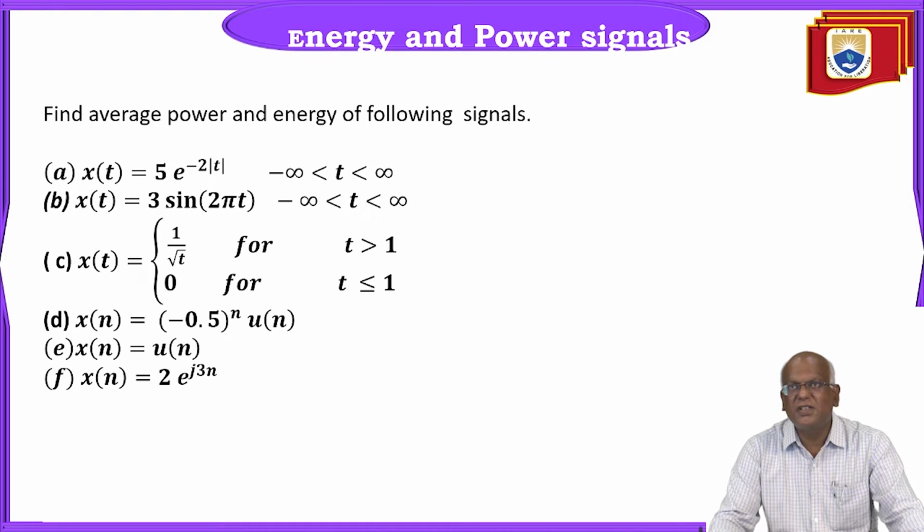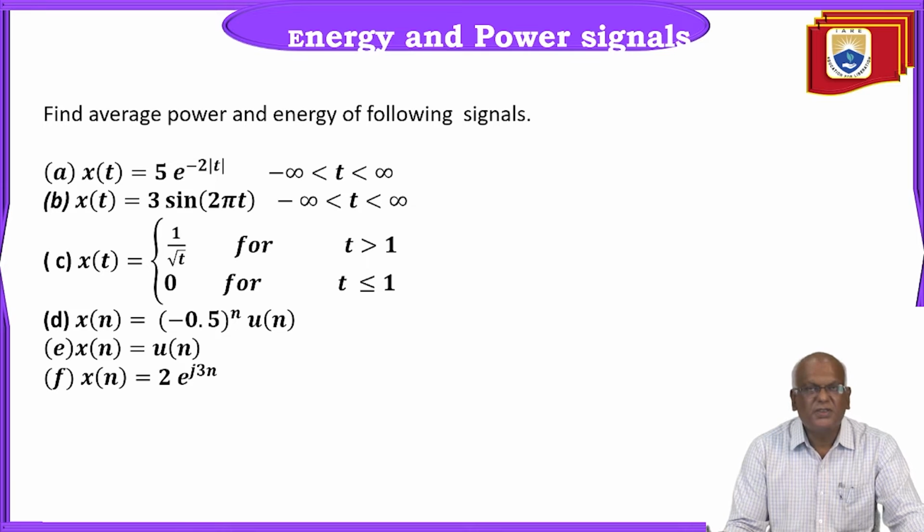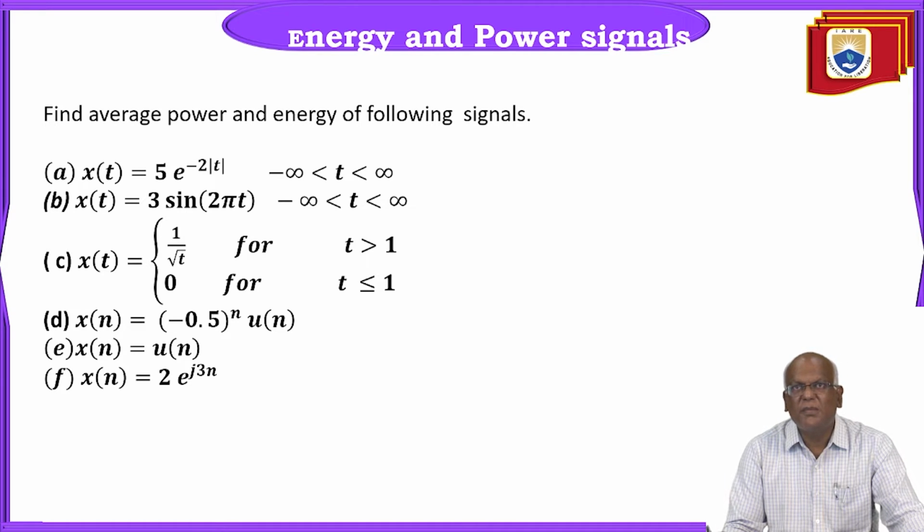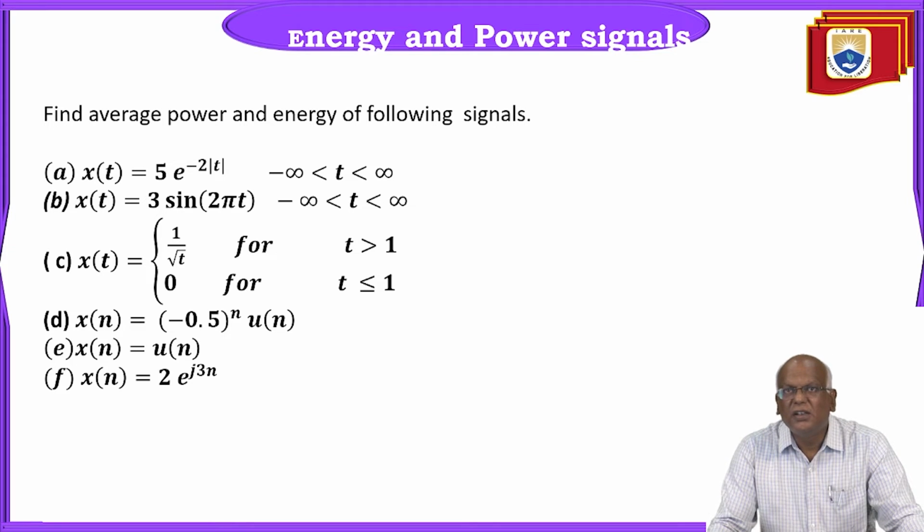Find average power and energy of the following signals. A bit, x of t equal to 5 e power minus 2 absolute value of t. B bit, x of t equal to 3 times sine 2 pi t, where t varies from minus infinity to plus infinity. Third bit, x of t equal to 1 by root t for t greater than 1 and 0 for t less than or equal to 1. And c bit, x of n equal to minus 0.5 whole power n u of n. E bit, x of n equal to u of n, and f bit, x of n equal to 2 e power j 3n. These are the signals given.